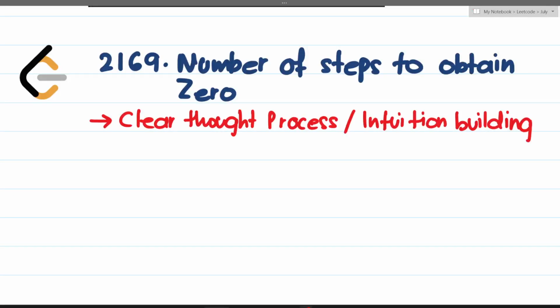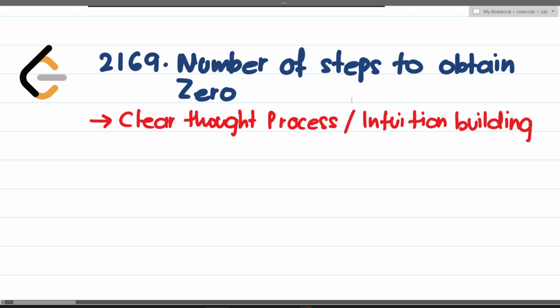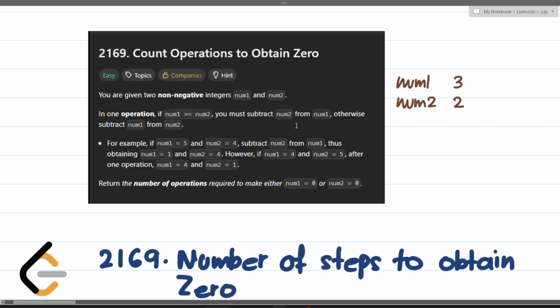Hello everyone. Today we are doing Leetcode 2169, number of steps to obtain 0. So let's have a look at what the problem statement says. It's an easy question. It says you're given two non-negative integers, num1 and num2.